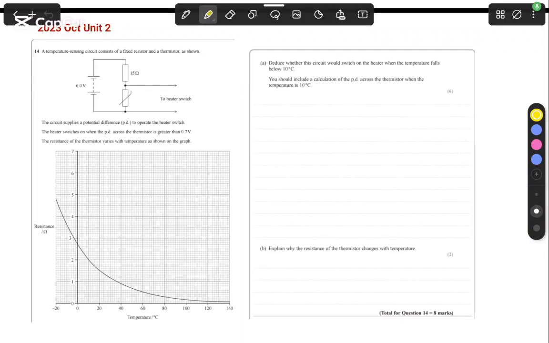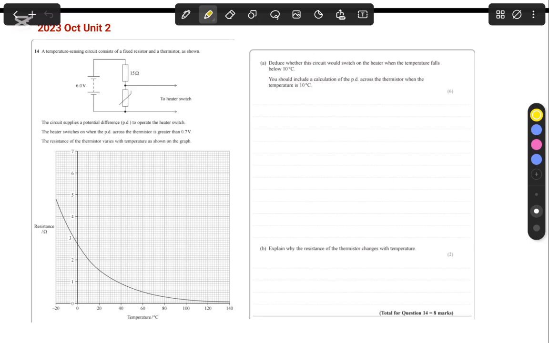Okay, I've got another exam walkthrough. This is October 2023, Unit 2, question number 14. So I want you to pause the video and do the question yourself. You should do this with all the exam walkthroughs. Just pause the video and do the questions.